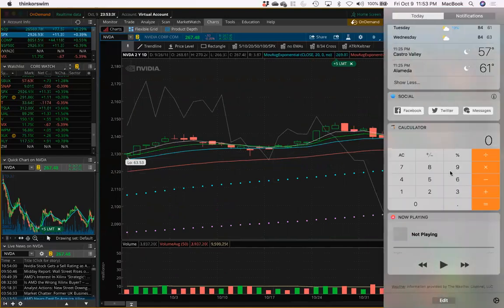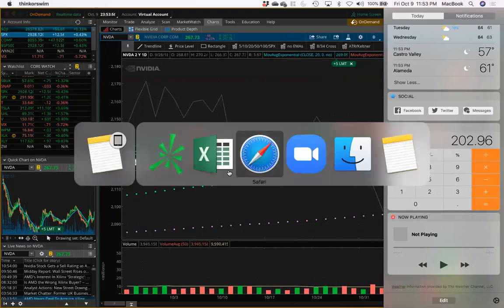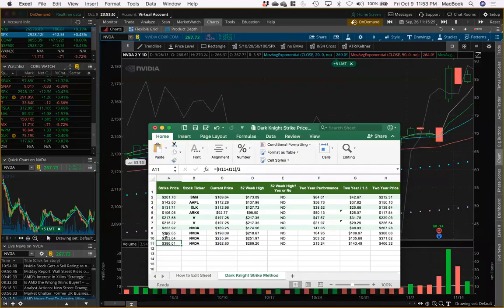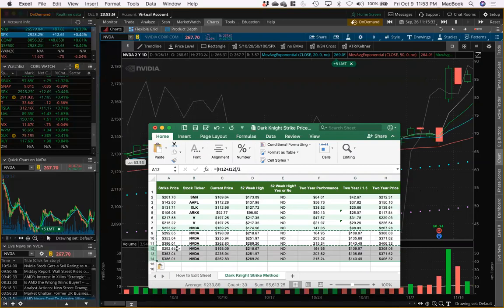Our 2-year performance, 267.30 minus 64.34. 2-year performance is 202.96. 2-year performance. Crazy. All right, Excel sheet. I wish I could move faster, but it's kind of like you really can't. Let's fix it on.